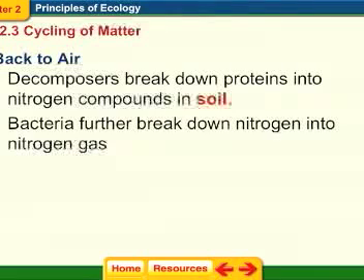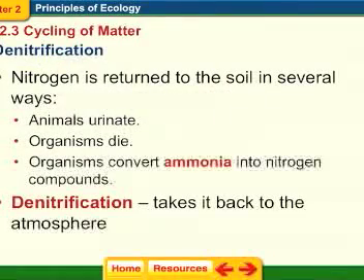So the bacteria are really important in this cycle because not only are they fixing the nitrogen so that we can use it, they're putting it back into the atmosphere also. Really, really important parts of this process. Denitrification is the word that refers to going back into the atmosphere.